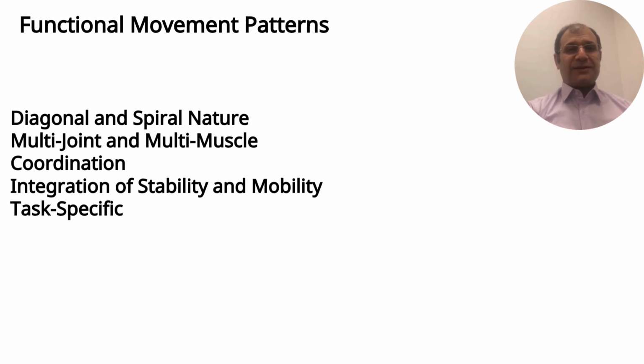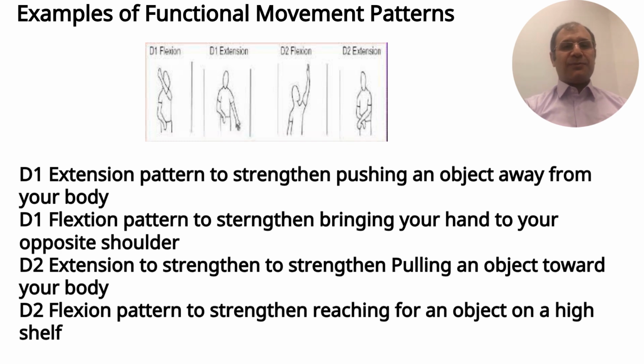2. These patterns involve multiple joints and muscle groups working together in a coordinated manner. For example, walking requires coordination of the hips, knees, ankles, and trunk. 3. Functional movement patterns combine stability, including core control, with mobility and limb movement, to perform tasks efficiently. For example, lifting a heavy object requires trunk stability while the arms and legs move. 4. These patterns are designed to mimic real-life activities, making them highly relevant for rehabilitation. Here are examples of functional movement patterns.